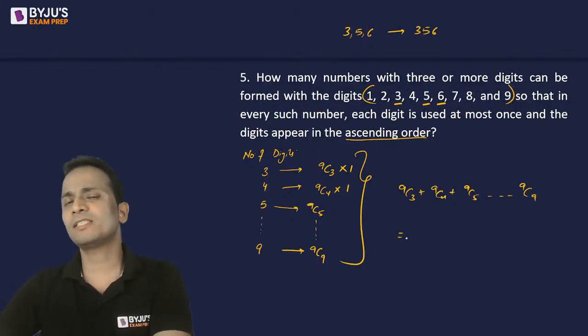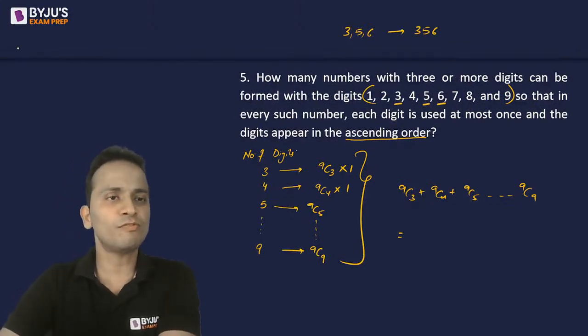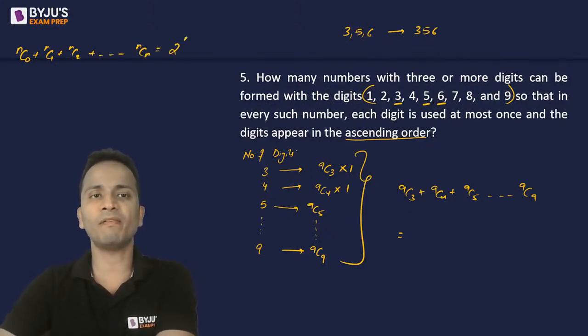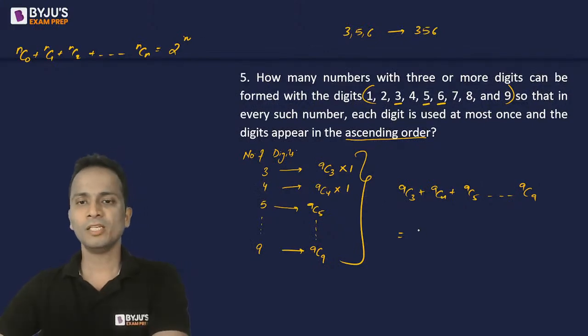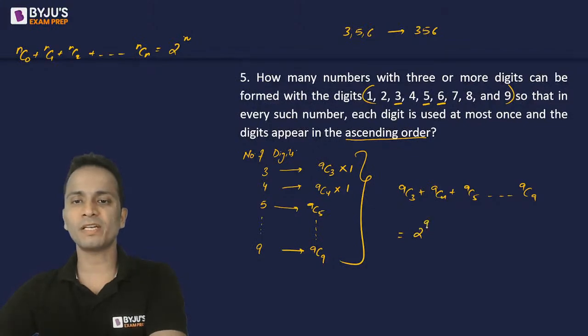Now to calculate this sum, obviously we'll not do the calculation, we'll not simplify each and every value here. So to calculate the sum, I'll use a formula: nC0 plus nC1 plus nC2 up till nCn is equal to 2 raised to the power n. So I can say that this value will be 2 raised to the power 9 minus 9C0 minus 9C1 minus 9C2.